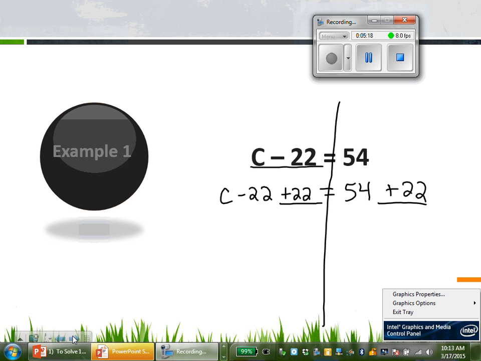So tell me, what happens here? And we say they cancel. And I say, why? And everybody says, I don't know, they just do. They are opposites. What do they make? They make 0, and anything plus 0 is itself. Okay, you need to understand that. And then 54 plus 22 is 76. Okay, so C is equal to 76.